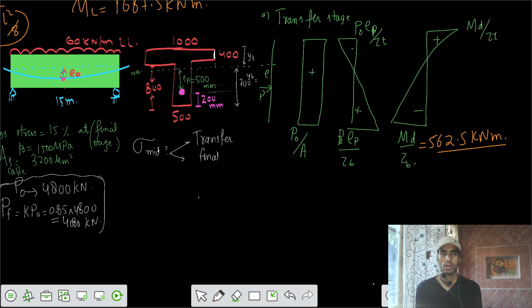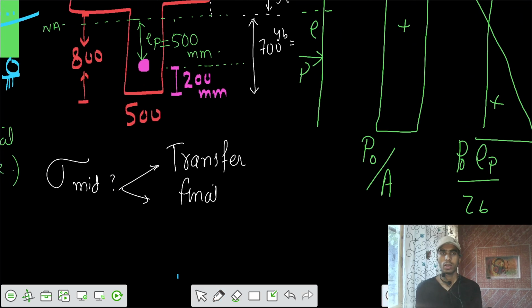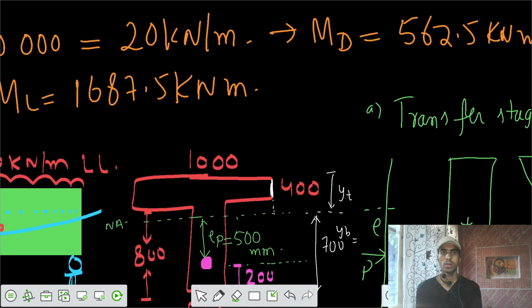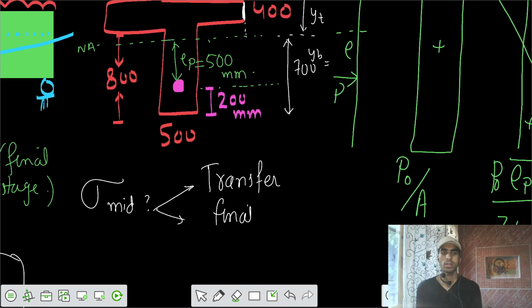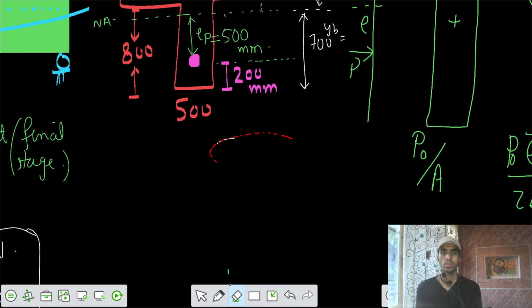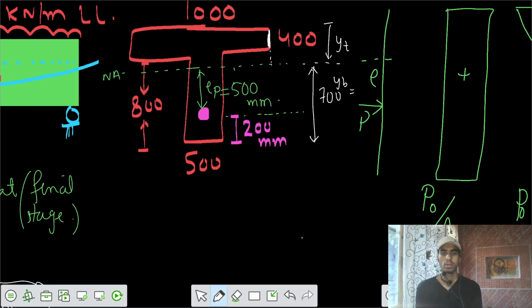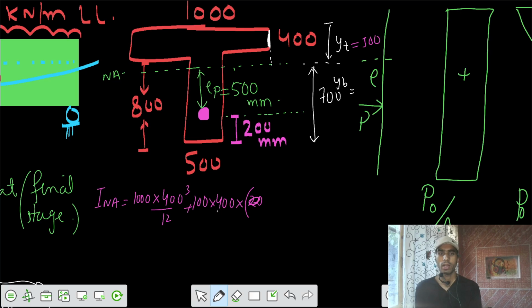You have to solve the value of I neutral axis. Can you solve the value of I neutral axis? So I had to solve that I neutral axis. That's BD cube by 12 plus AD square. The centroid from the top is 400. This was 500, so I would say 500 minus 200 whole square.